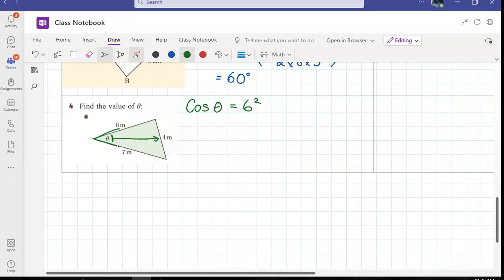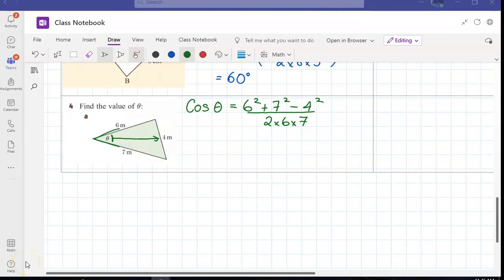Cleo, you with me? So we take the 2 that wrap it, and then we have to subtract the length that is opposite. And then we just go 2 times 6 times 7. Does that make sense or not?